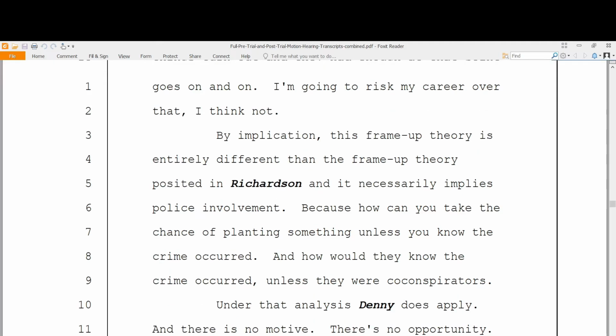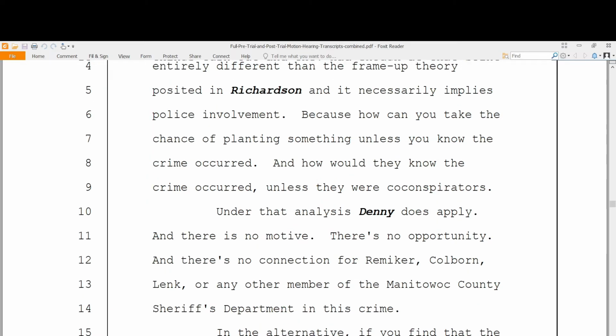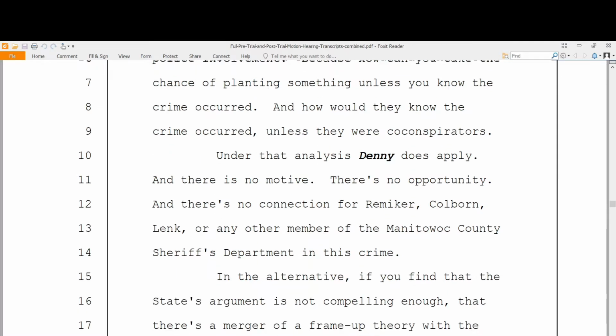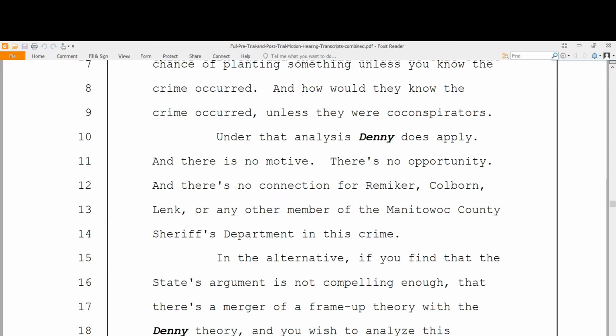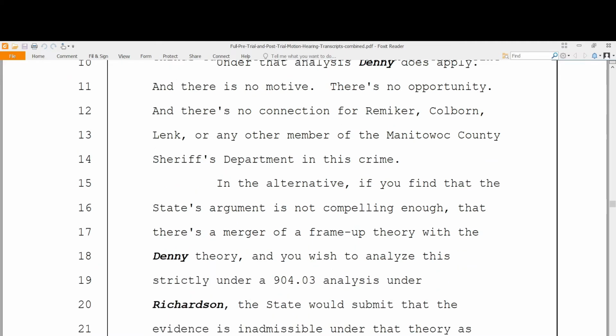I think not. By implication, this frame-up theory is entirely different than the frame-up theory posited in Richardson, and it necessarily implies a police involvement. Because how can you take the chance of planting someone unless you know the crime occurred? And now, how would they know the crime occurred unless they were conspirators? Under that analysis, Denny does apply. And there is no motive. There's no opportunity, and there's no connection for Remaker, Colborn, or Lenk, or any other member of the Manitowoc County Sheriff's Department in this crime.